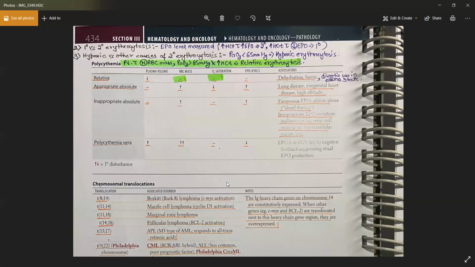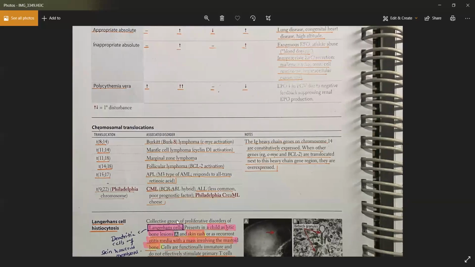We have discussed all of these chromosomal translocations. Okay, no need to discuss them again. Just remember everything about them. The 8;14 is Burkitt, 11;14 is for the mantle cell. Okay, 11;18 is for the marginal zone. Okay, 14;18 for the follicular, and the 15;17 for the APL, and 9;22 for the CML. Okay.